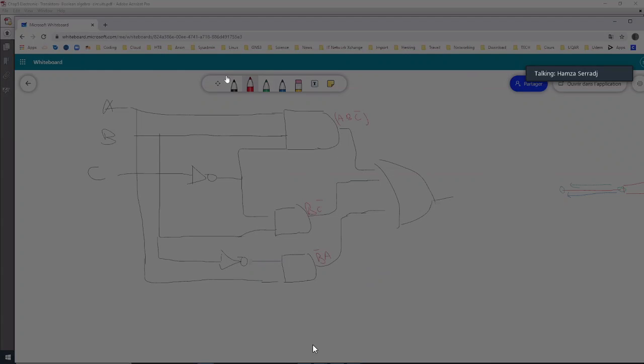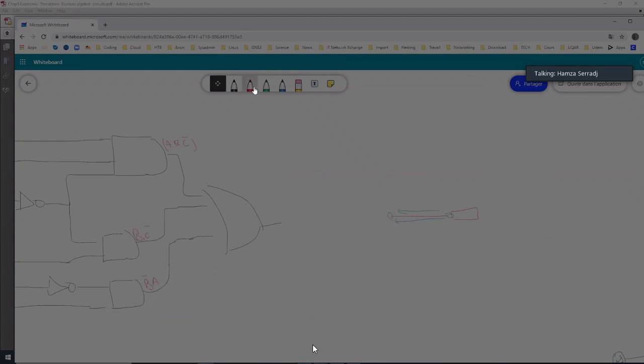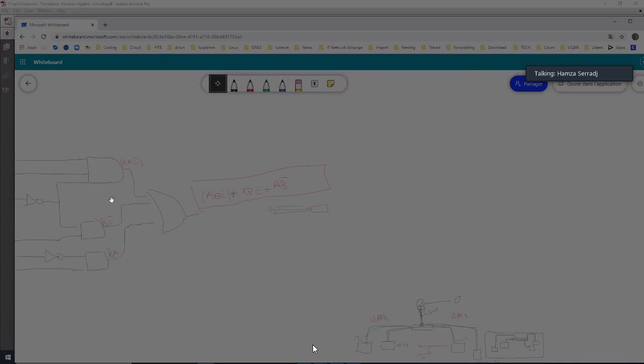So at the end, I will end up with this equation here. I'll end up with A, B, C bar, plus, the OR symbol plus, B C bar, and B bar A, or A B bar. Okay, so this is my final expression that is generated from this circuit right here, right?